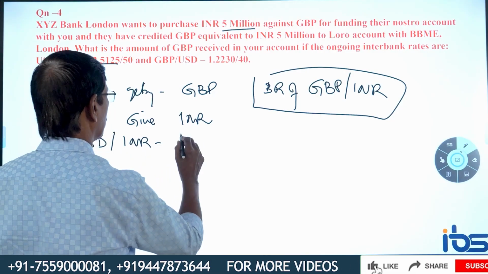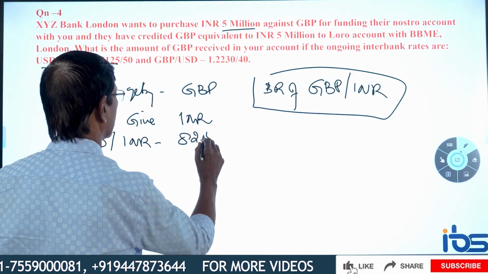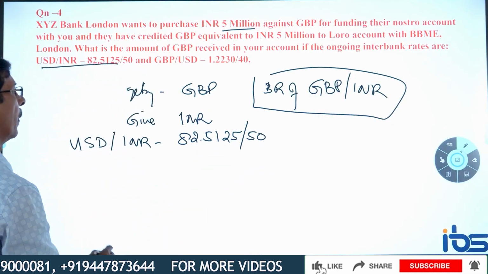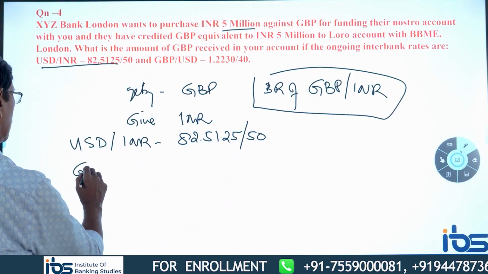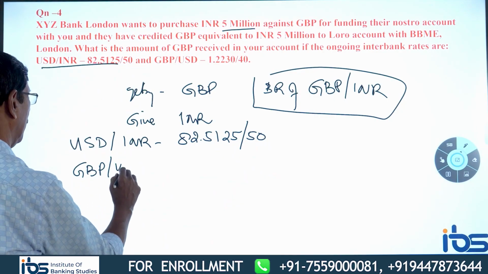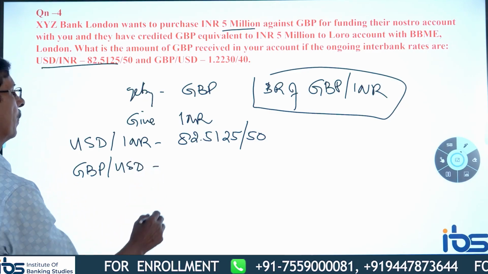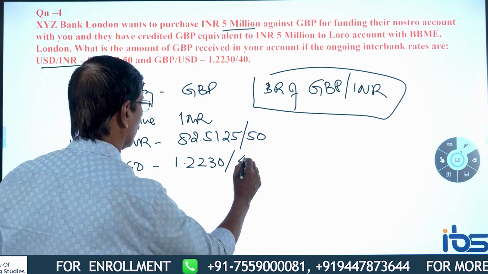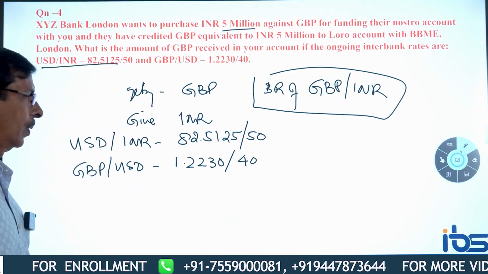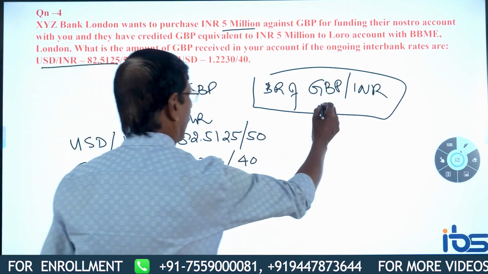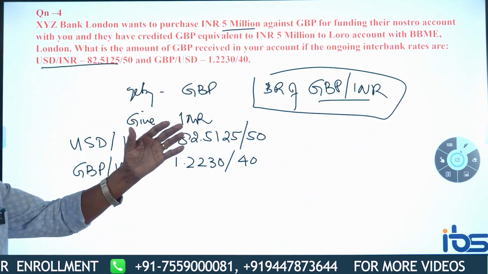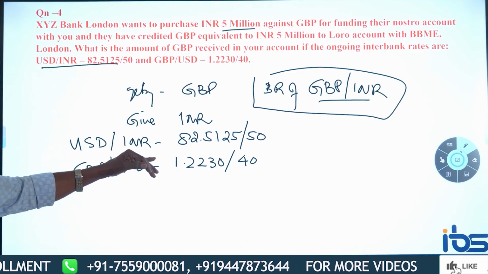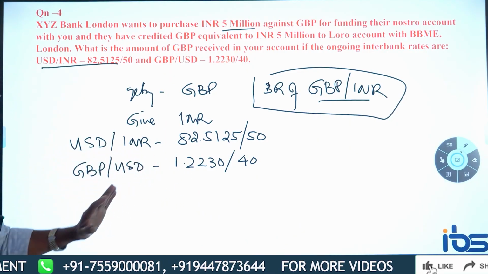This is 82.512550. And the second is GBP USD. This is 1.223040. We want this pair, GBP INR, that's not available. GBP INR means GBP in terms of Indian rupee. The rates available: one is dollar in terms of Indian rupee, another is GBP in terms of US dollar.